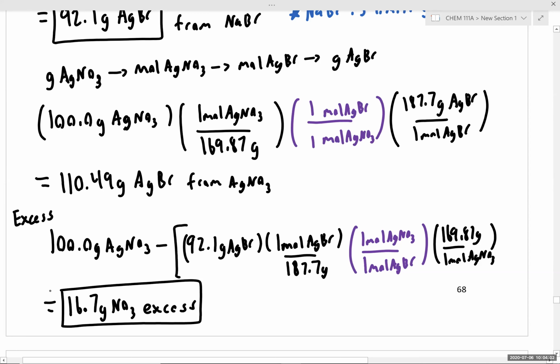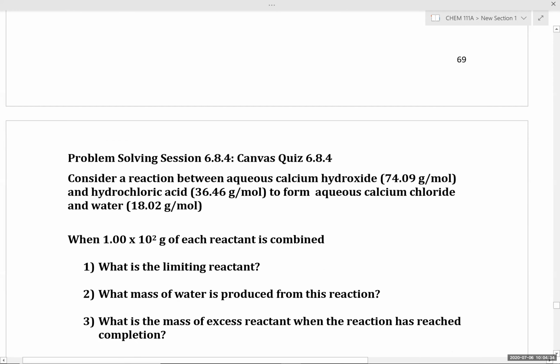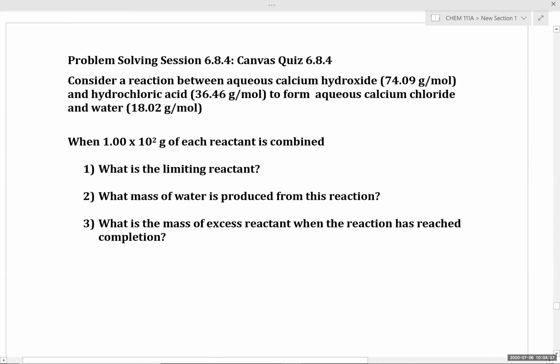Does this example make sense to everyone so far? Any questions on this example? If not, let's work on, so this is just extra space for the problem in case we needed it. Let's work on another problem.